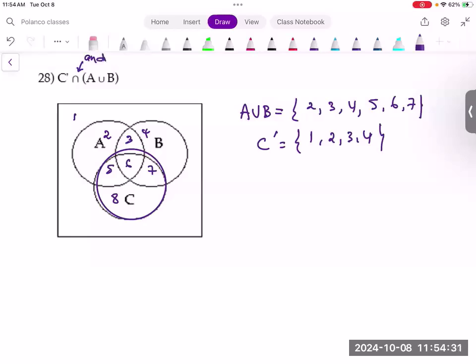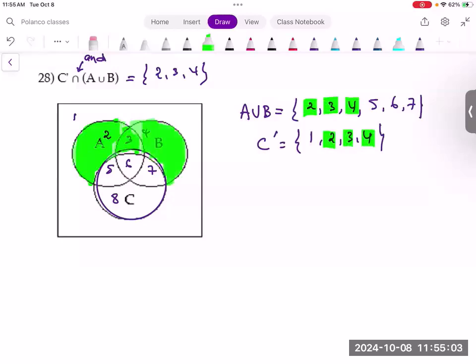What I'm looking for is the intersection, and, right? And what does and mean? It has to be in both, right? So do I have 1? No, only 2 repeats, 3 repeats, and 4 repeats, right? So that's going to be your intersection. So this is going to be 2, 3, and 4. So I'm going to shade the 2s, the 3s, and the 4. And that's basically it.